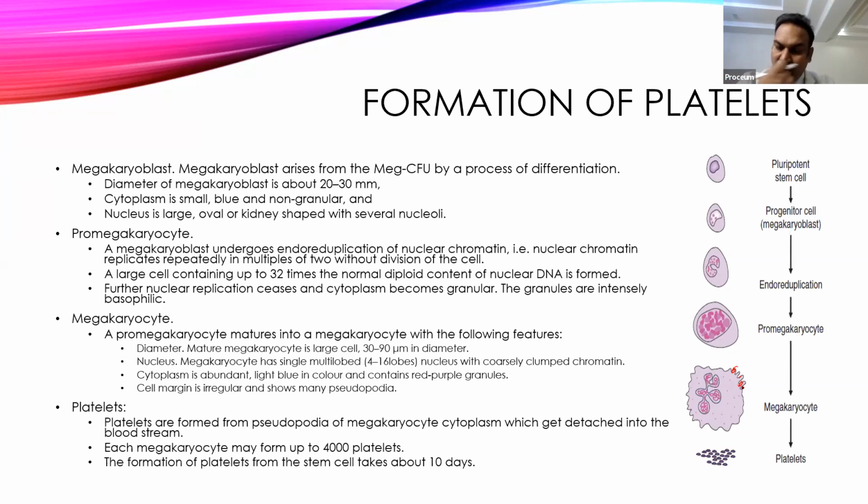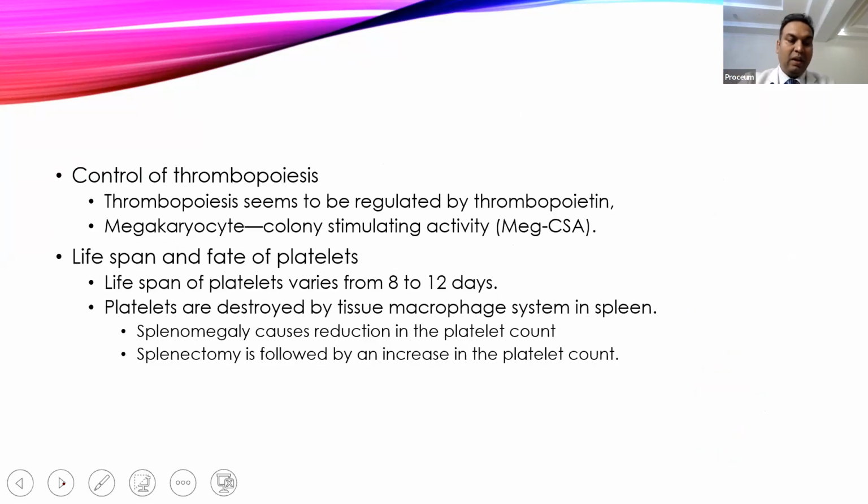From each megakaryocyte almost 4,000 platelets will be formed, and these platelets, once released into the blood, stay in the blood. Formation of a platelet from stem cell to platelet takes almost 10 days. This process of platelet formation is called thrombopoiesis, and it is regulated by the chemical thrombopoietin, and also colony stimulating factors, megakaryocyte colony stimulating factors. The lifespan of the platelet is on average 10 days in the blood, varying from 8 to 12 days, and it is majorly destroyed in the spleen. So the spleen is the site where platelets get destroyed.